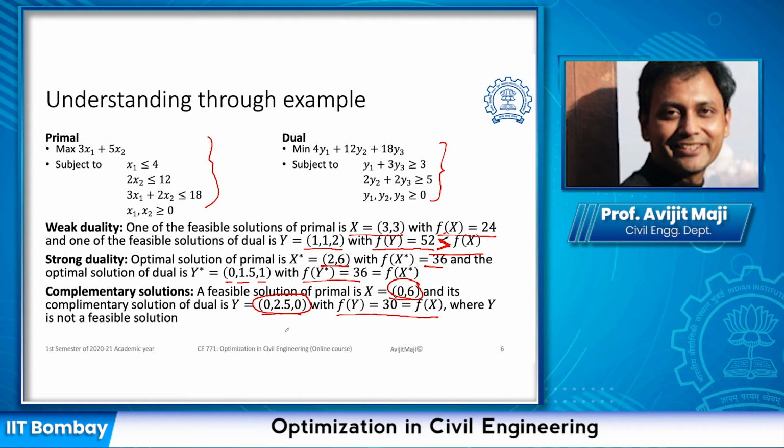We can see the reverse way. We can choose a feasible solution in the dual and find the objective function value. For the same objective function value, if we try to find the solution in the primal, we see that the particular solution is not feasible.